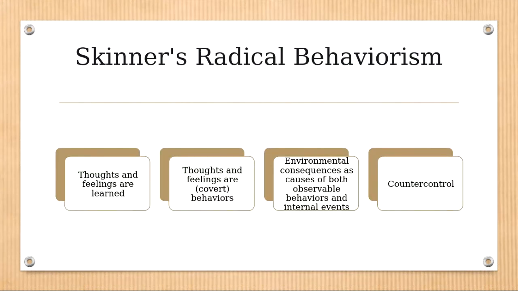Okay, the last type of behaviorism that we'll discuss is Skinner's radical behaviorism. And I will say this is the most difficult of the 5 types of behaviorism to understand. Skinner said that thoughts and feelings are learned just like overt behaviors. So we know that behaviors that we can see are learned. Skinner said that thoughts and feelings are learned behaviors as well.